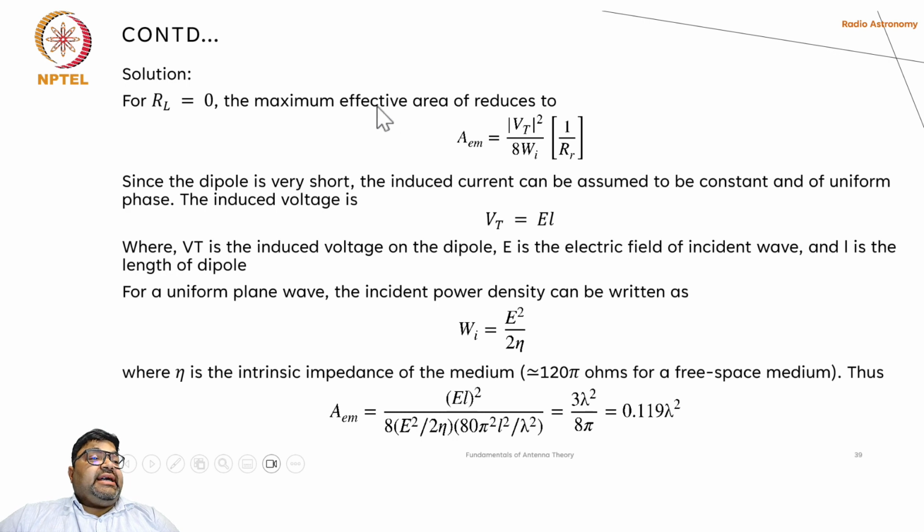So the maximum effective area by the maximum power transfer theorem gives you this: Vt squared over 8 Wi times Rr. Since the dipole is very short, the Vt is equal to E times L, and that gives you the incident power density as E squared over 2 eta, and then the effective area is equal to EL squared over this denominator, giving 3 lambda squared over 8 pi or 0.119 lambda squared.